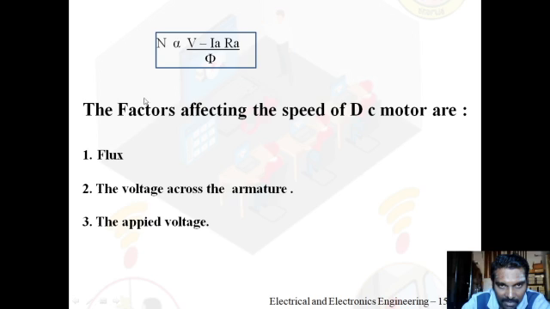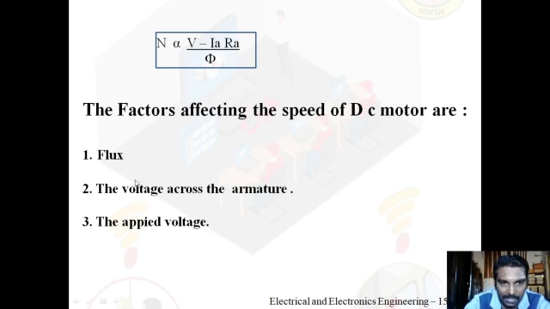So by observing, we can tell the factors affecting the speed of a DC shunt motor. The first one is flux. What is flux? It is the magnetic field which is created by the poles, by the stationary part of a machine. So by varying that magnetic field, or by varying the magnetic flux, I can change the speed.